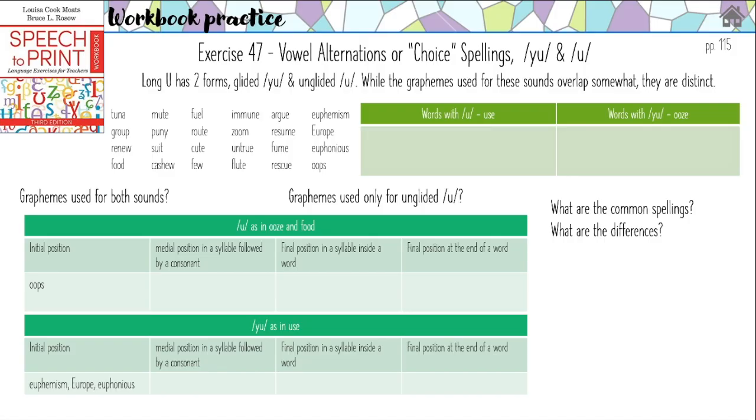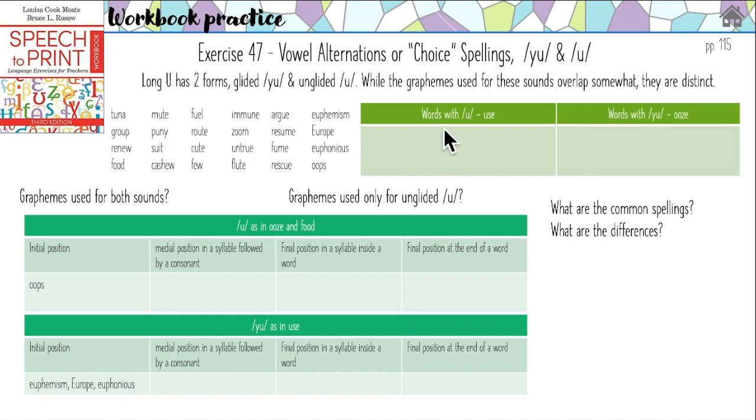So remember that long U has two forms. It's glided with a y in front of it and unglided with just an oo. Now, we overlap those sometimes, but we're going to start to see some patterns to help out. So this is, again, where a word sort would be incredibly helpful, and that's what this first activity does.